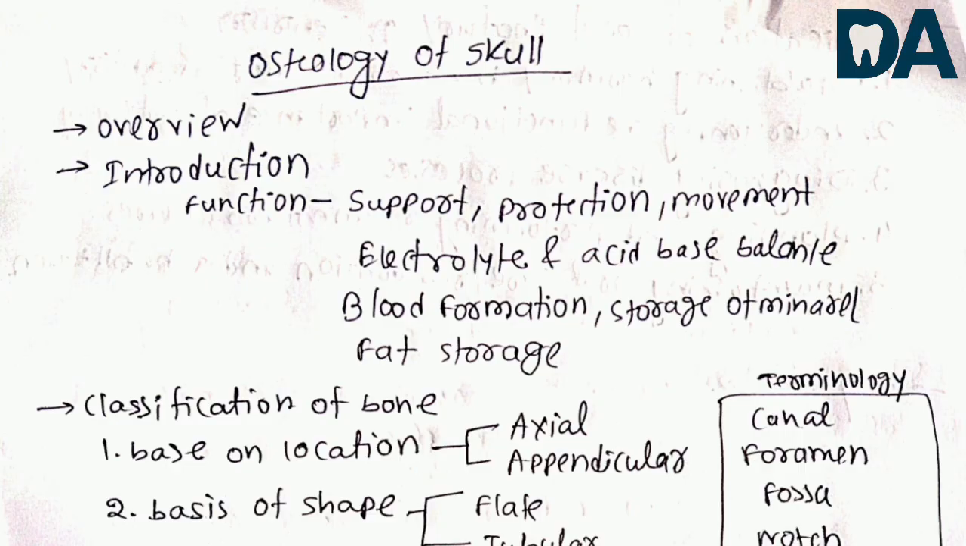Bones receive vascularization via the endosteal and the periosteal vessels. Introduction. Osteology is the study of bones. The bone is a calcified connective tissue that forms the basic unit of the human skeletal system.